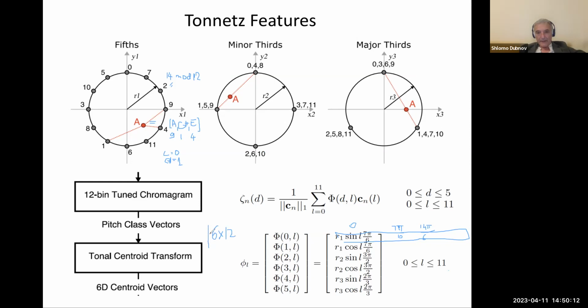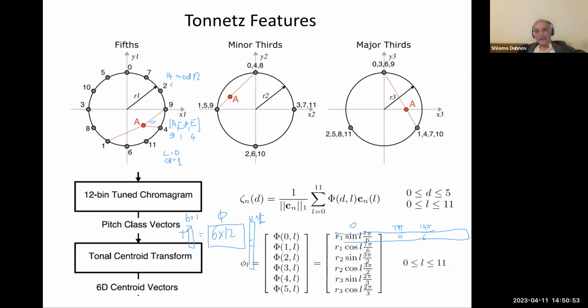This is our matrix, the phi matrix. We multiply this by vector C, which is 12 by 1. This is the chroma. And we end up with a vector which is 6-dimensional, 6 by 1. So this is the chroma vector here, this is the phi matrix, and this becomes the Tonnetz vector.